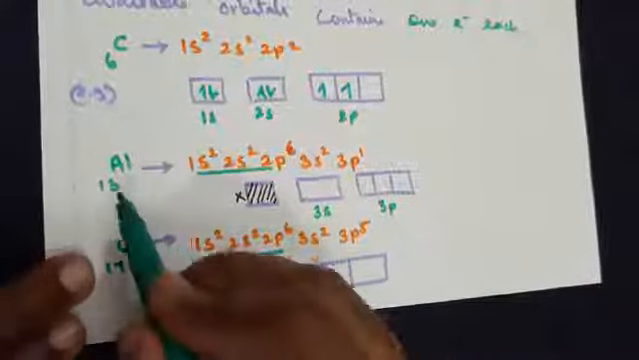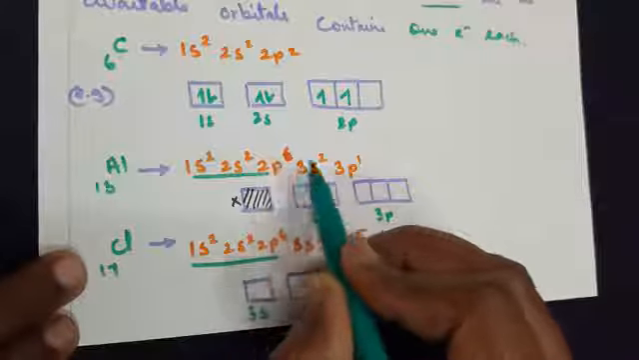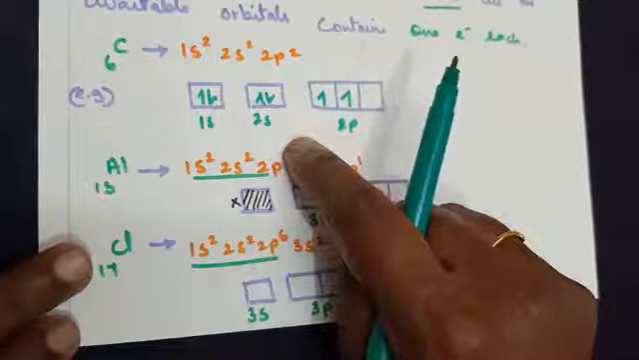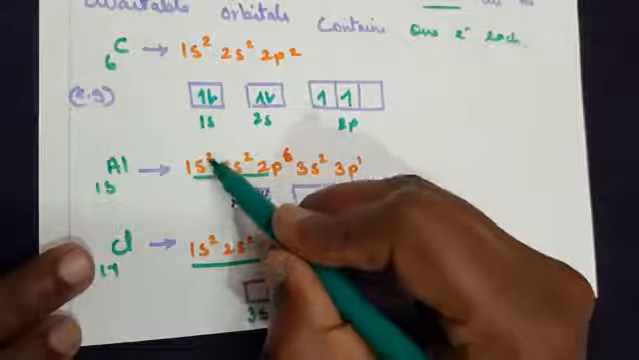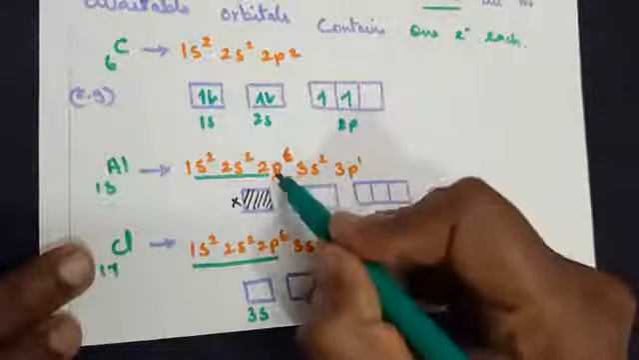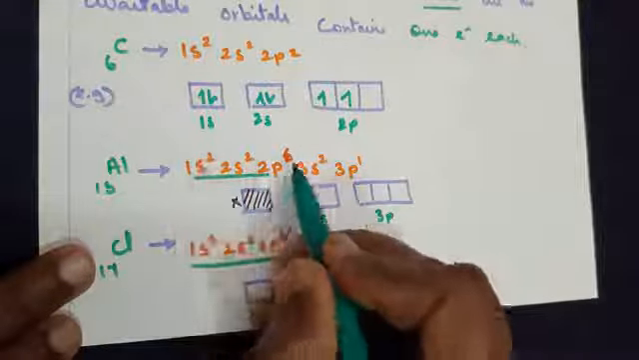Look at one more example, aluminium. Atomic number 13: 1s2, 2s2, 2p6, 3s2, 3p1. Now I have underlined these because these are completely filled. I'll be teaching you this concept later. 1s2 is a completely filled orbital, 2s2 is completely filled, 2p6 is completely filled. So they will not take part in the reaction.